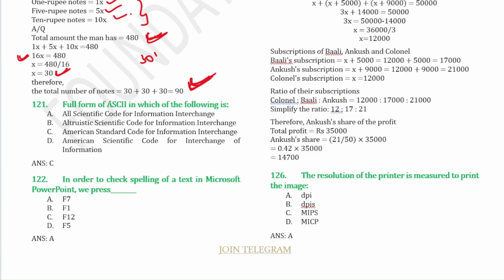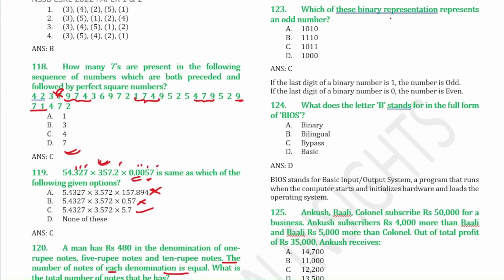Next question. The full form of ASCII is American Standard Code for Information Interchange. In order to check spelling of a text in Microsoft PowerPoint, we use F7. Next question. Which of these binary representations represents an odd number? Simply, when the last digit is 1, it will be an odd number. So here it is option C, and when the last digit is 0, it will be an even number.